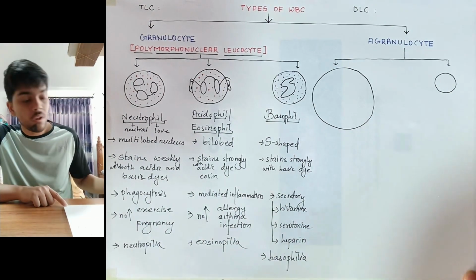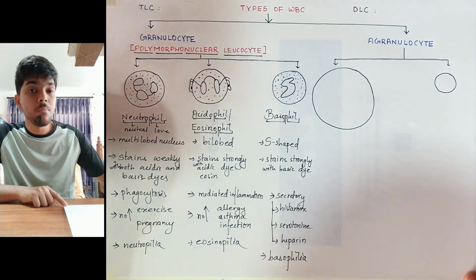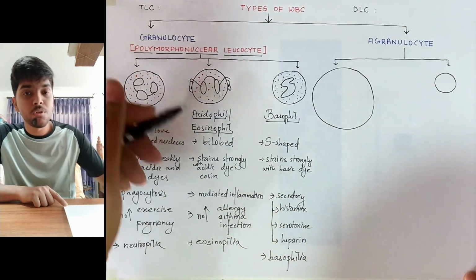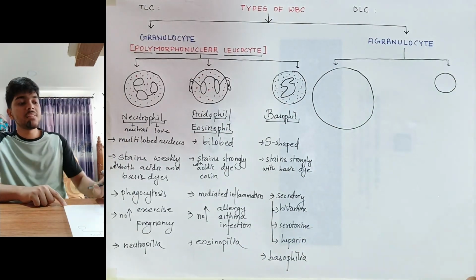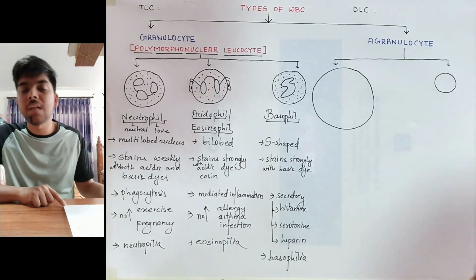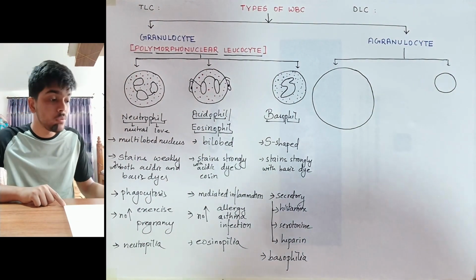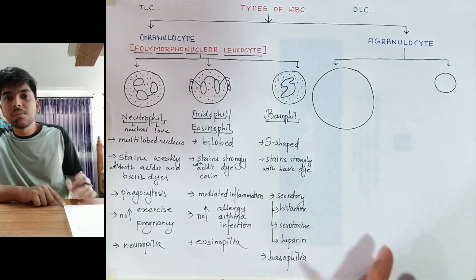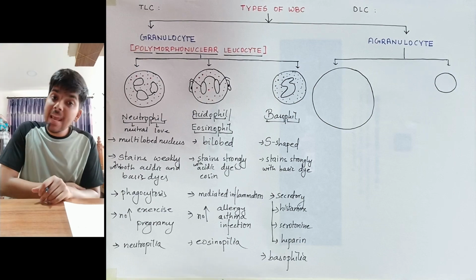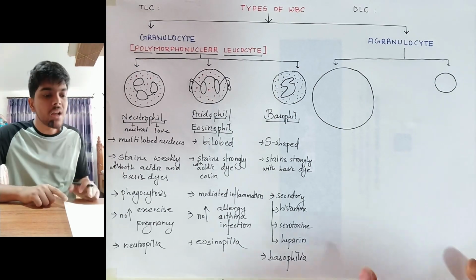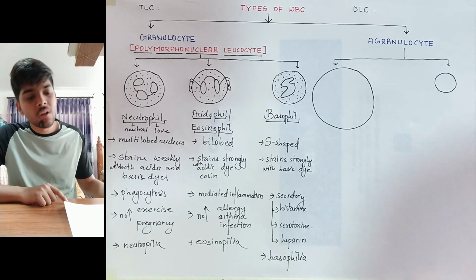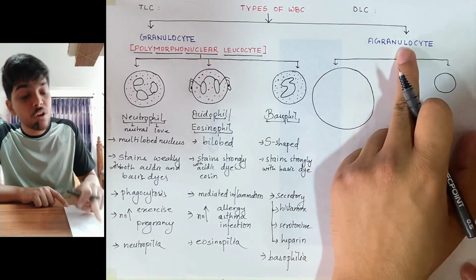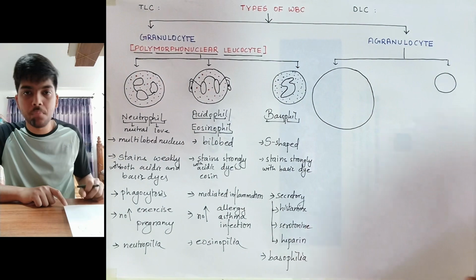The same way, we would call the number of neutrophils being more than normal neutrophilia, and the number of eosinophils more than normal number eosinophilia. This is it for granulocytes, or the WBCs with granules. Now let's move to agranulocytes. Agranulocytes are those WBCs that don't contain any granules. Under agranulocytes, there are two types of WBCs present.